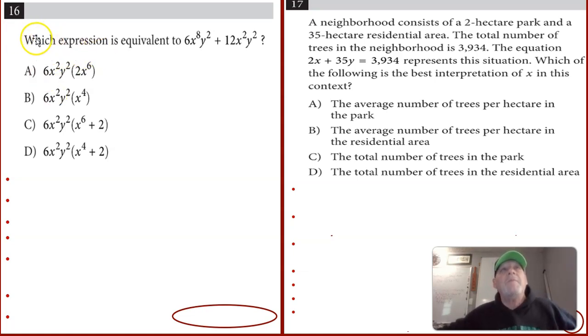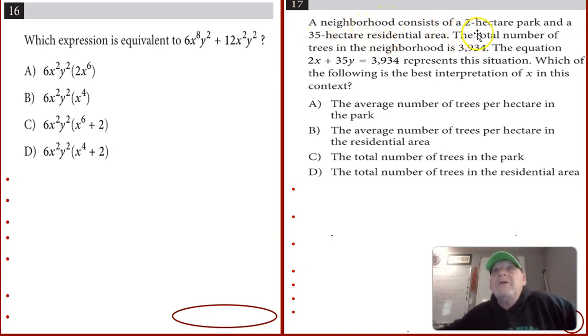All right, so the first problem, number 16, says which expression is equivalent to, and it gives you an algebraic expression. It is a binomial, and it wants to know which of these four equals it. Number 17 is a word problem.